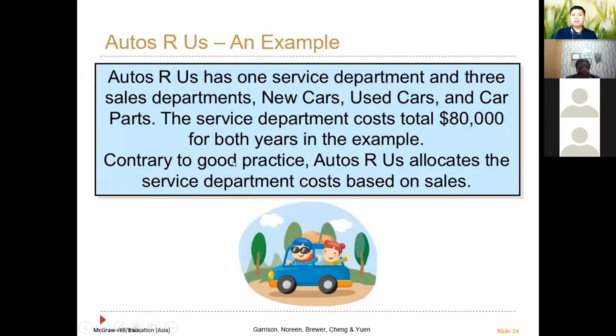Let us have an example. Otto's RS has one service department and three sales departments: the new cars, the used cars, and car parts. So there are three departments. The service department cost totals 80,000 for both years in the example. So how do we allocate this 80,000? Contrary to good practice, Otto's RS allocates the service department cost based on sales. So new cars has sales, used cars has sales, and car parts also has sales. They will share the 80,000 based on sales.